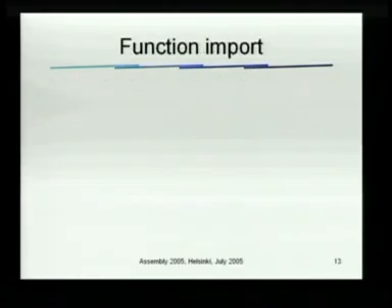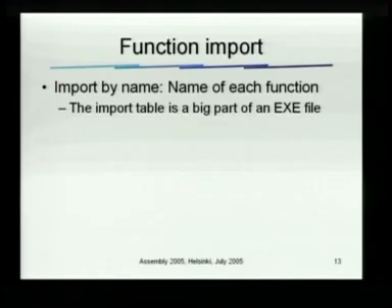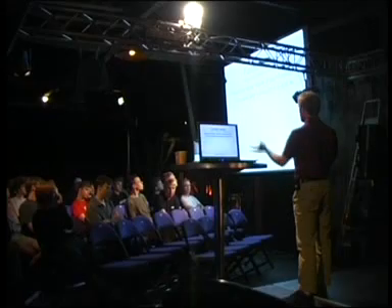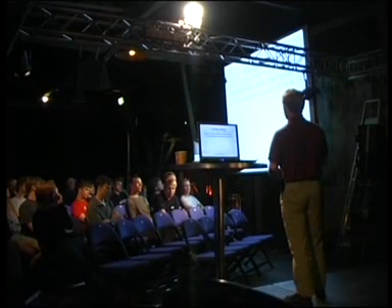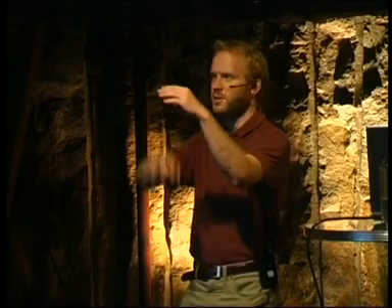So the next thing, which is important for 4Ks, is function import. So in every executable file, there's a list of all the functions it uses in all the DLLs. So for instance, if it uses OpenGL, it says that there's the OpenGL 32.dll, and from that one it uses all these functions. And these are listed as the names of the functions inside the executable file. So that import table is actually quite big. So the one important thing is to try to get rid of this import table.